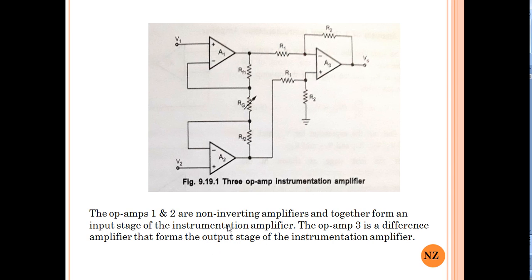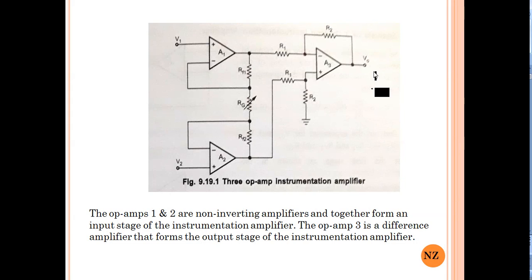So together this is called a 3 op-amp instrumentation amplifier. You can also call the instrumentation amplifier a data amplifier or difference amplifier. Now let us see what the output value is.